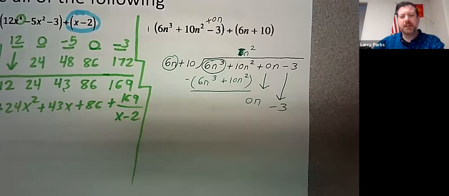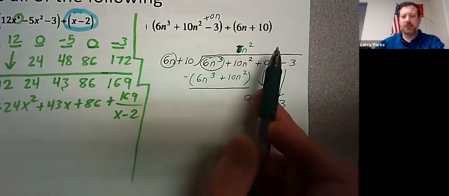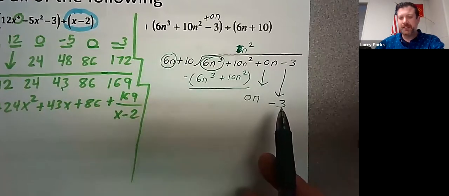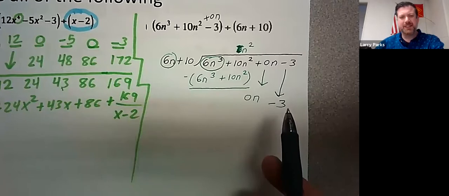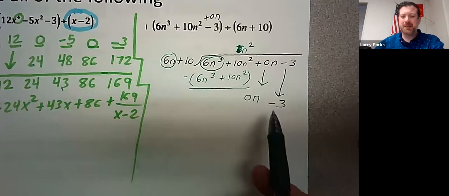Usually there's something. Where did I mess up? Oh, okay, I see. And then 6n times what is -3? There's not going to be anything. And so this one's a really weird problem. Probably not the best example, but this is going to be our remainder.